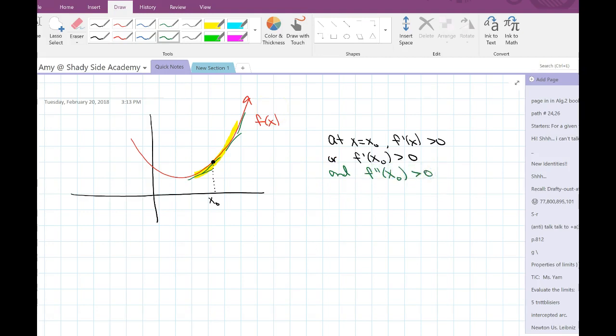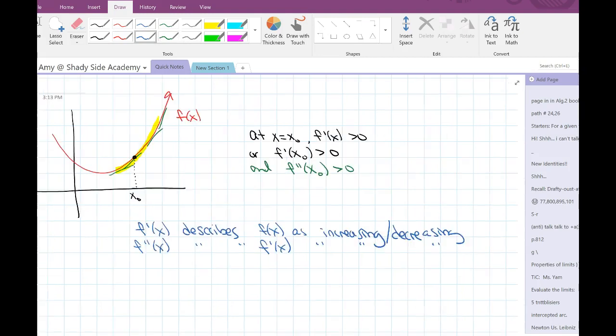Okay? I'm going to write something down here that is incredibly important, and I'm going to talk about it a great deal. We know f prime of x describes f of x as increasing or decreasing. Okay? Therefore, f double prime of x describes f prime of x as increasing or decreasing. Let's focus on this statement for a minute. The first one, I think we have spent a lot of time talking about it. Let's talk about this second one.